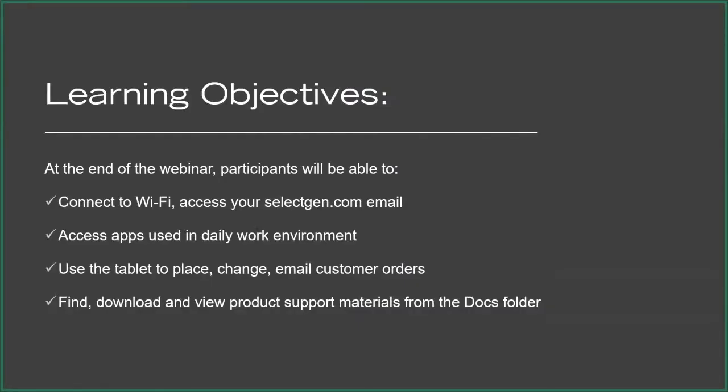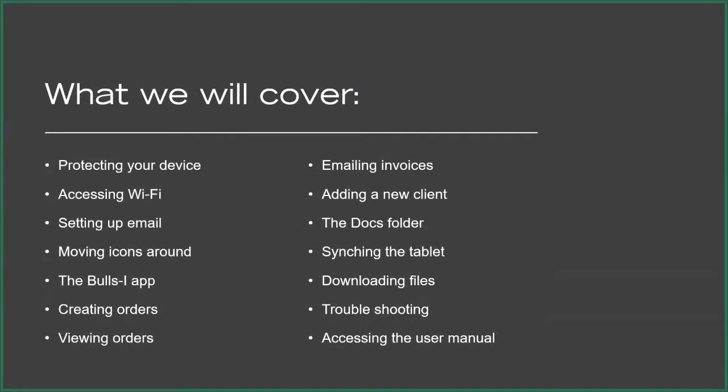By the end of today, there's a number of modules that we're going to be touching on. They cover Wi-Fi, Select Gen email on your tablet, apps that you use in your daily environments, as well as how to make place orders, change orders, email orders directly to your clients. And we're also going to make sure that you know how to find and download different product support materials from the docs folder. This is the list of modules that we're covering today, and they will all be individually up on the YouTube channel within the next few days.